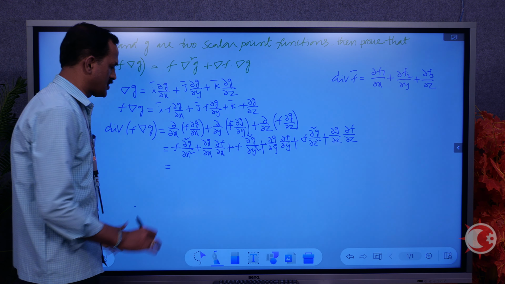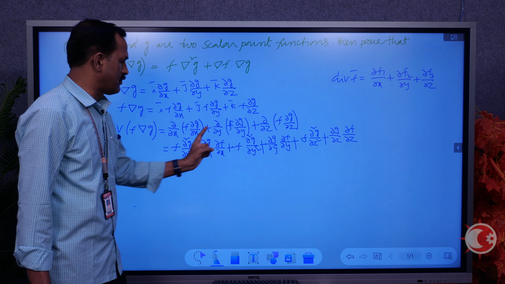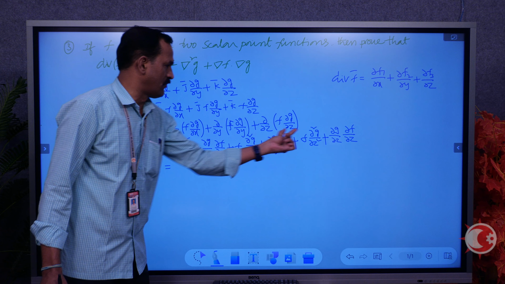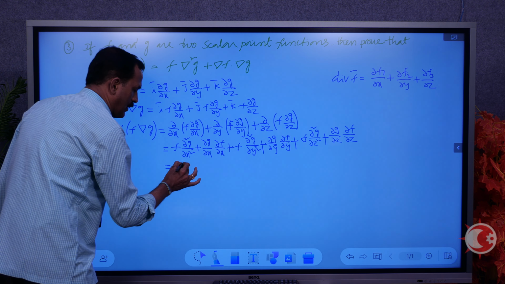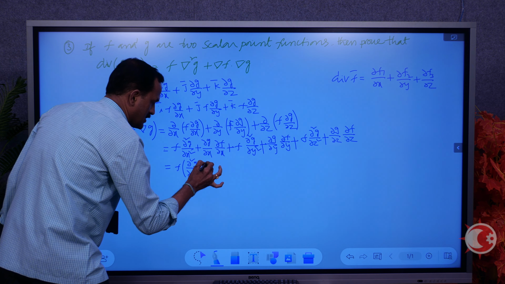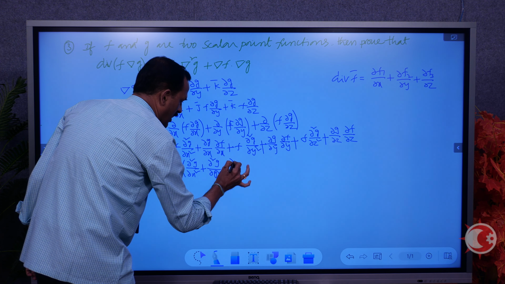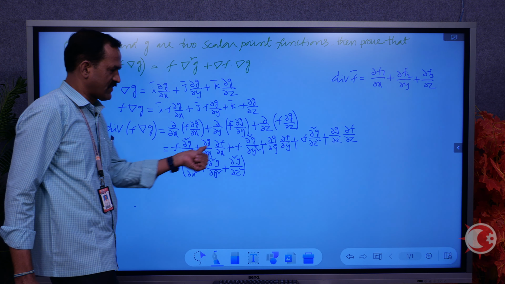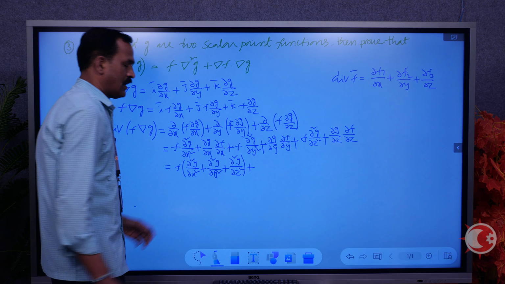Now there are 6 terms: 1, 2, 3, 4, 5, 6. See the first term, third term and fifth term. They are like terms. In all the first, third and fifth, take f common. What remains? ∂²g/∂x² plus ∂²g/∂y² plus ∂²g/∂z², taking f common.